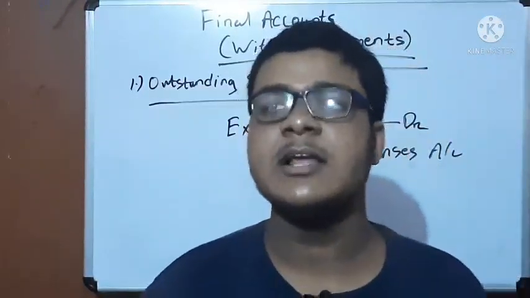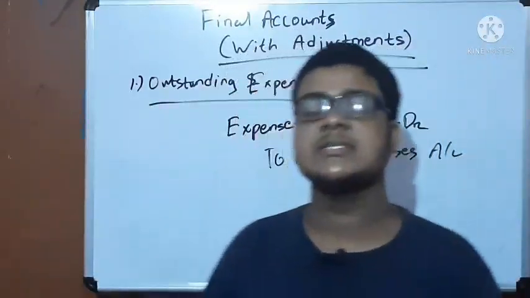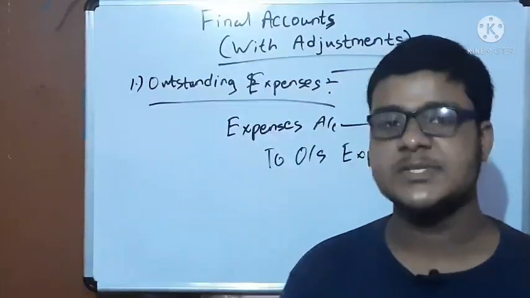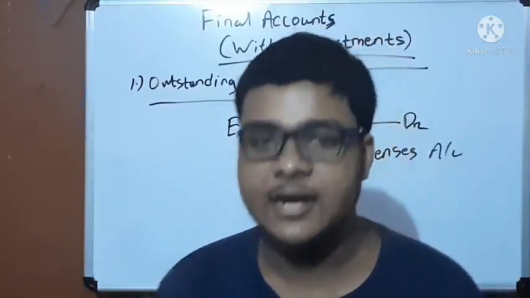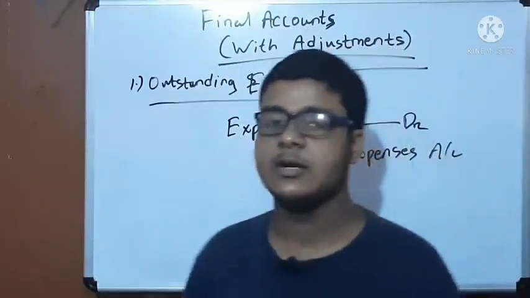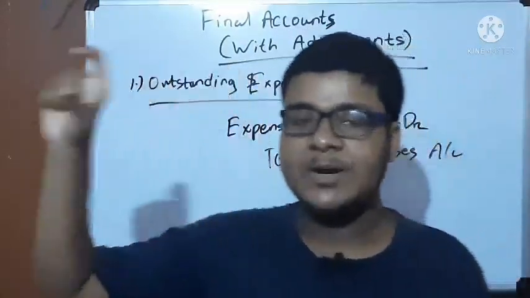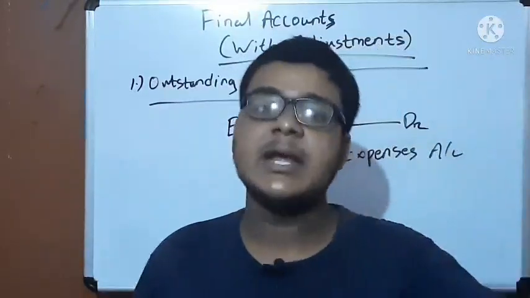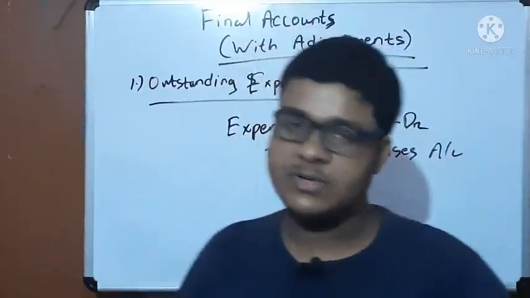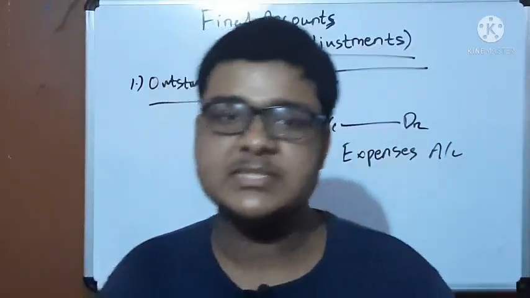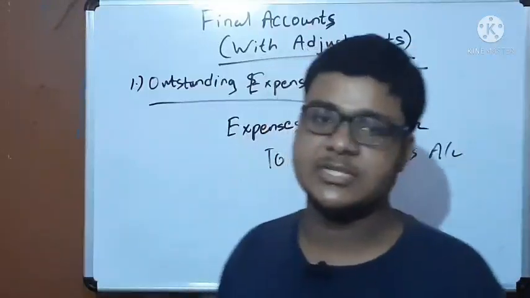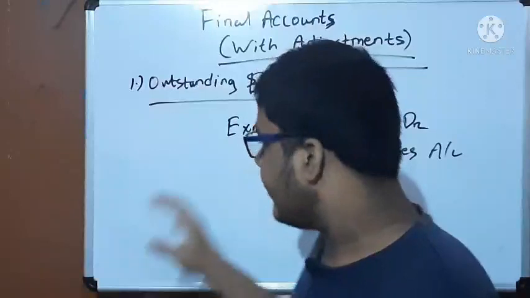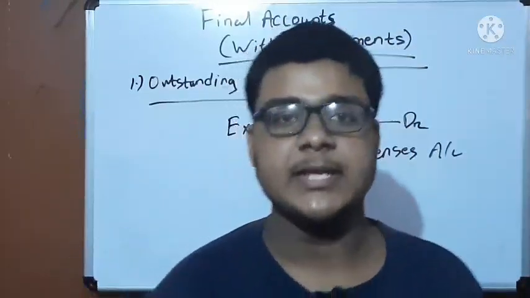And how is it to be recorded? Wages. Suppose the direct wages amount is 43,000, and the outstanding direct wages is 2,000. So how is it to be recorded? The amount recorded in direct wages is 43,000, that is actually paid by the business as wages. So 43,000 is recorded under the head direct wages on the trading account debit side.